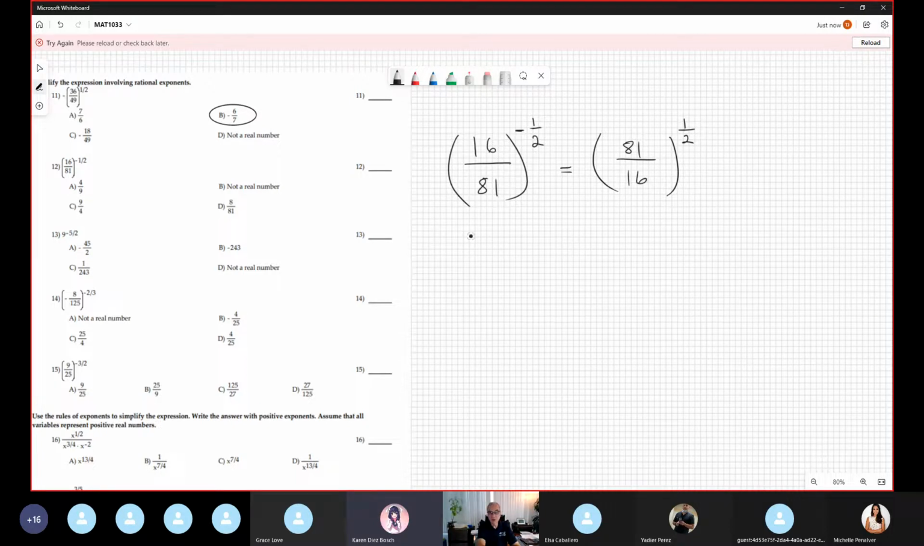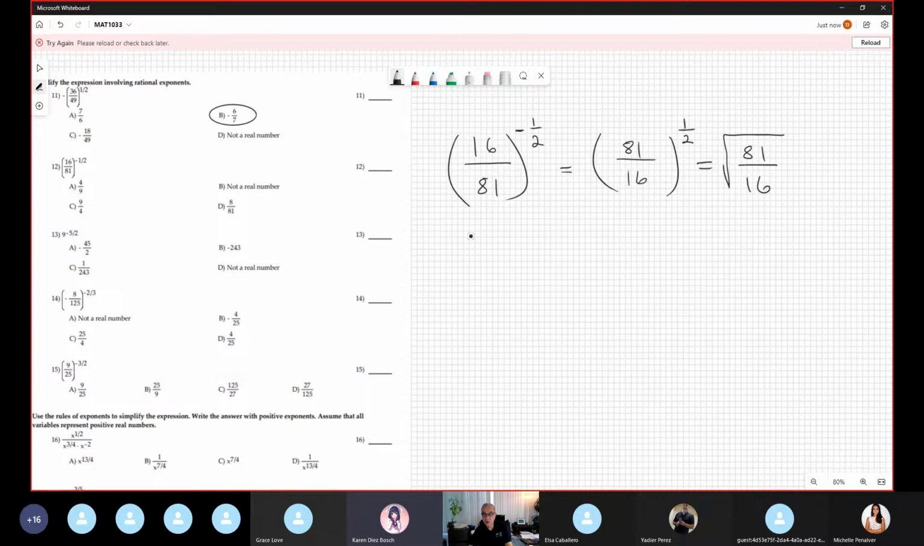I solved the negative exponent by taking the reciprocal. Reciprocal means the number in the numerator goes to the denominator, and the number in the denominator goes to the numerator. Switching, flip it. Now you convert to the radical so you can see it more clearly. It's a square root.